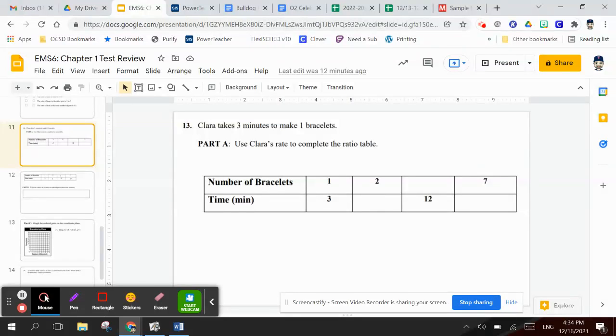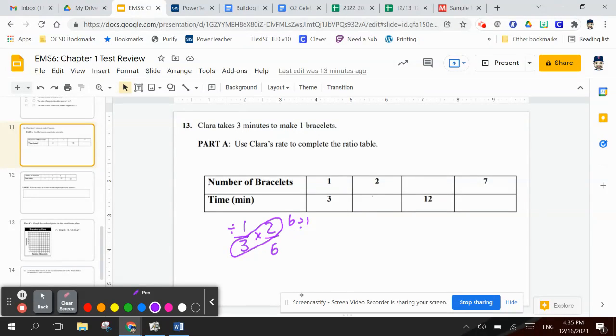So number 13, it says Claire takes 3 minutes to make 1 bracelet. Use her rate to complete the ratio table. So if it takes 1 bracelet, it takes 3 minutes. To make 2 bracelets, 1 to 3 with 2 over it. I cross multiply. 3 times 2 is 6. Divide that by the only number that's left, which is 1. 6 divided by 1 is 6.